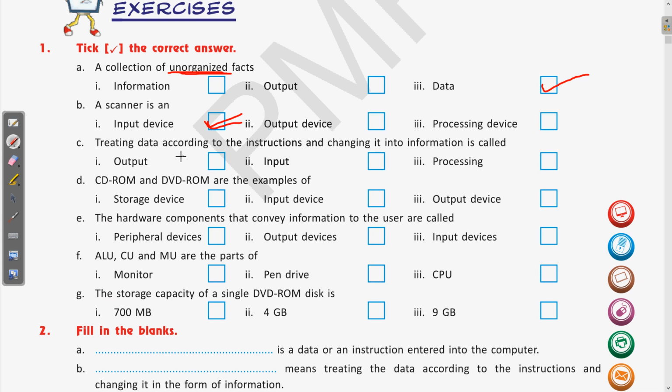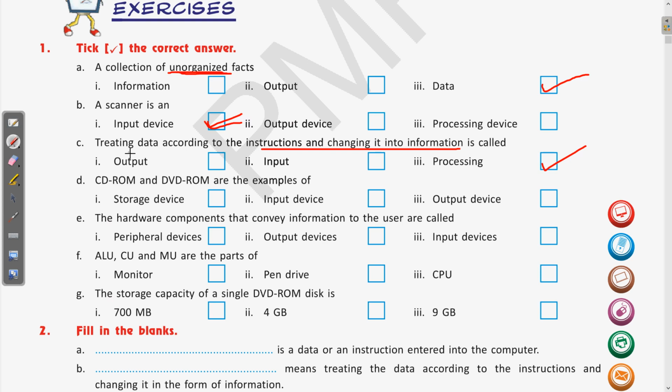Now the third, treating data according to the instructions and changing it into information. So here it is the instruction or the data and changing into information. What is the answer of this? Will the answer be output? No, output is the processed data. Input? No, input is the raw data. Then the third is processing. Yes, processing is the correct answer, because we are treating the data according to the instruction and changing it into information. This act of changing data into information is called processing, as we have seen earlier.